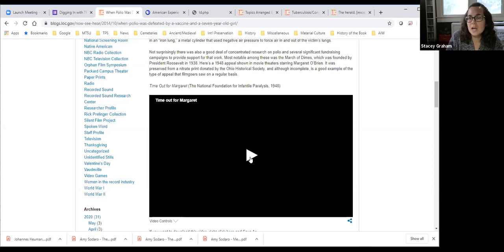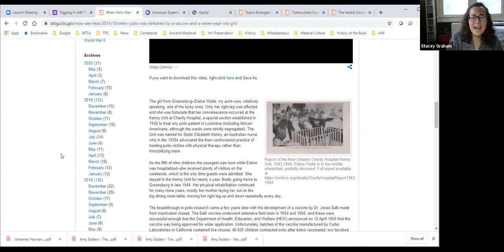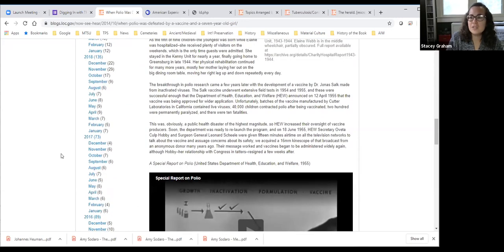And so here we have Margaret O'Brien, who was a very popular child actress at the time, just doing a PSA on the fight for polio, and it would show in theaters. And of course this led to the March of Dimes, which is still around today. The vaccine was finally developed by Jonas Salk. But when the vaccine first came out, it actually had some bad side effects, and it really shook public confidence.